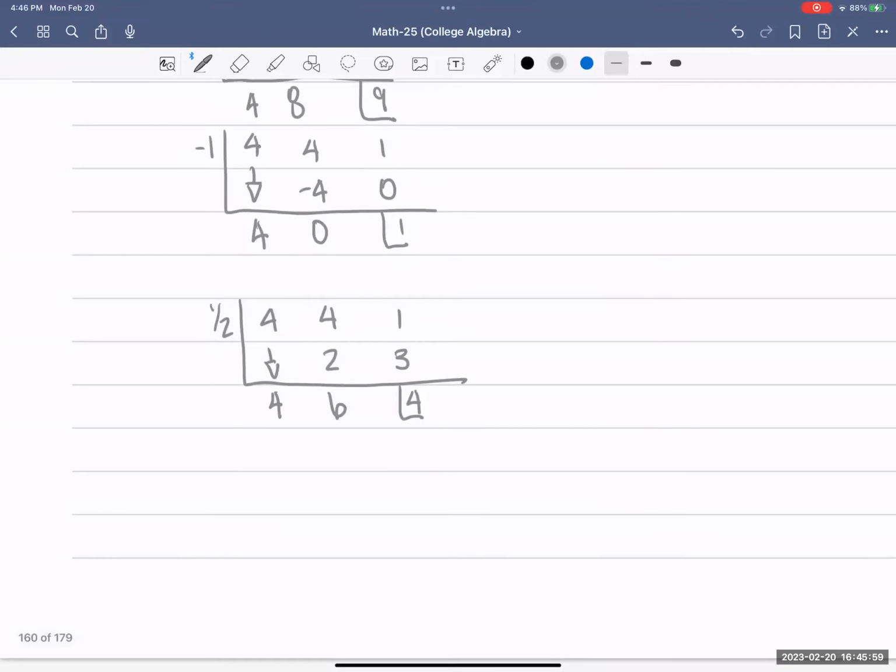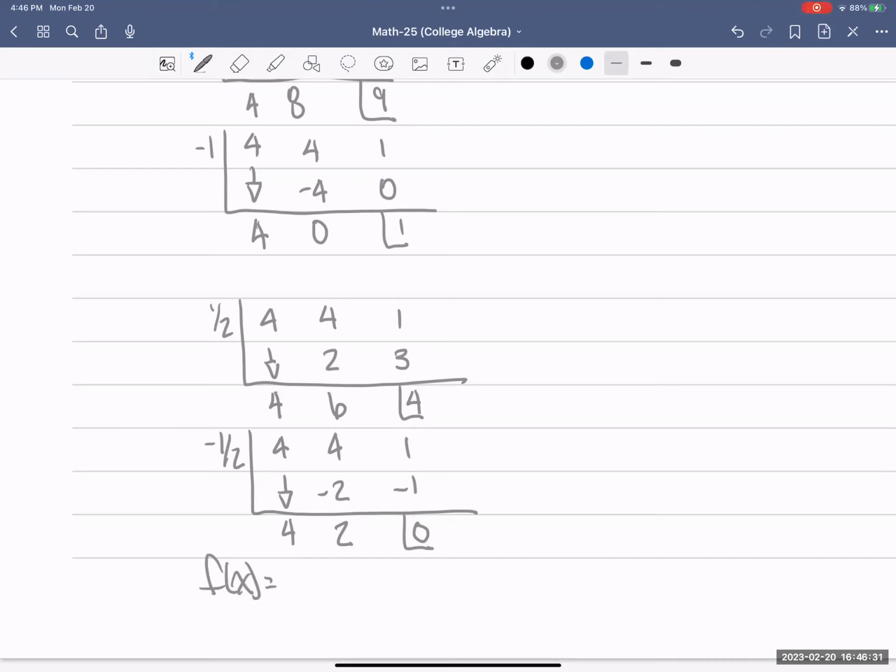Let's try negative 1/2. So 4, 4, 1, bring the 4 down. 4 divided by negative 2 is negative 2. 4 minus 2 is 2. Positive 2 divided by negative 2 is going to be negative 1. And we have our 0.